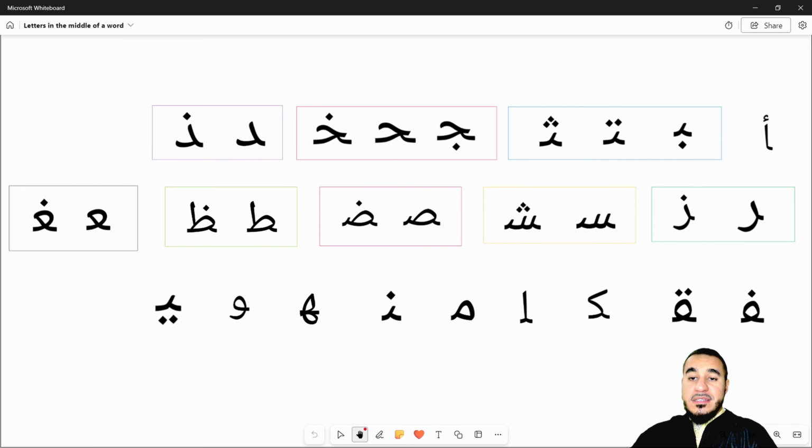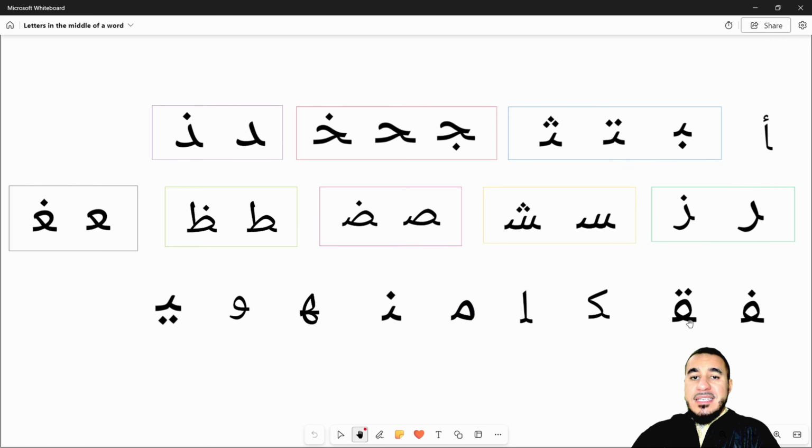In today's class, we're going to be looking at how the letters in Arabic look when they are in the middle of a word. Now, what do we mean when we say in the middle of a word? We mean when a letter comes directly before it and directly after it. It doesn't literally mean that the letter is the middle letter of a word. What we mean is a letter comes directly before it and directly after it. Okay? So let's dive in.